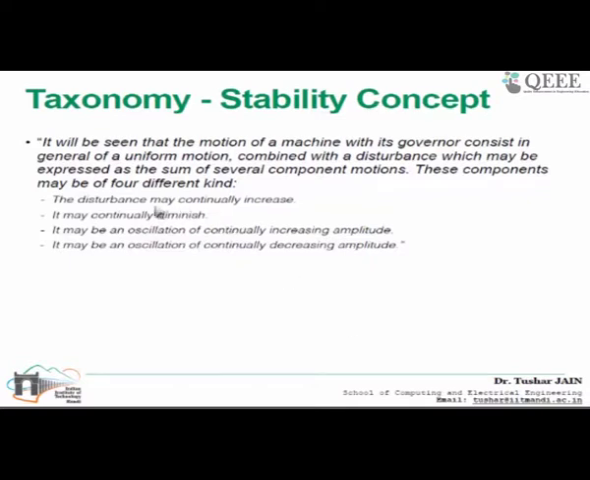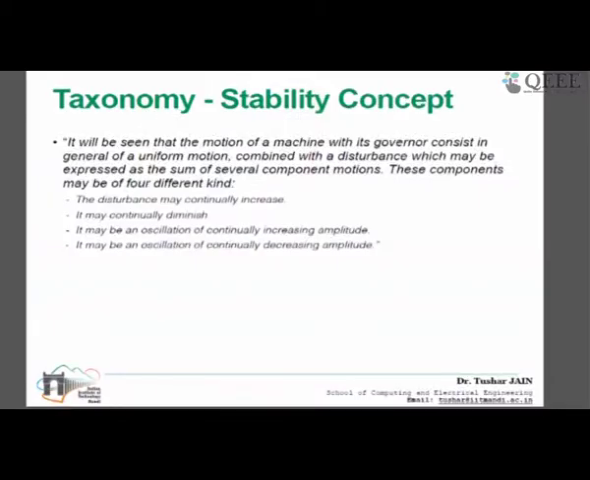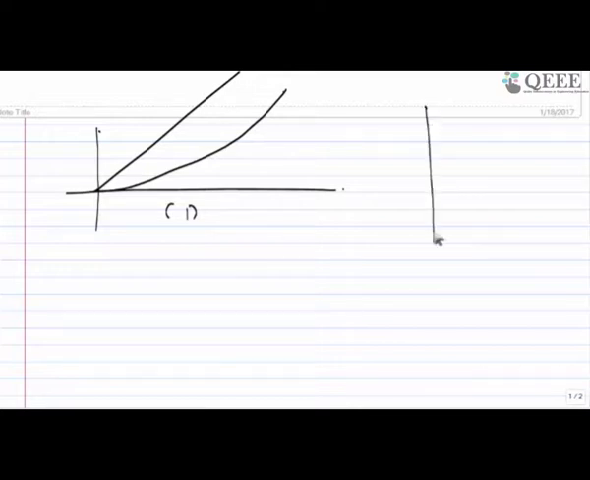Let's first see how you can visualize this very first point. The disturbance may continually increase. So let's say I have this axis. The disturbance may continually increase, either exponentially, or straight, or in any fashion, but it should be continually increasing. This is our first point. The second says it may continually diminish, the exact opposite to this one.